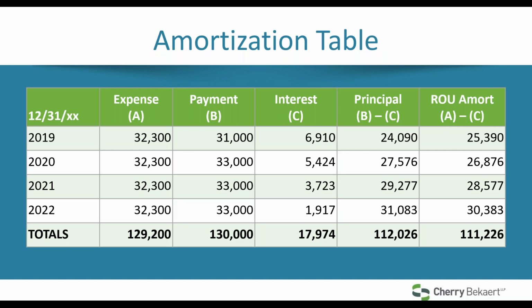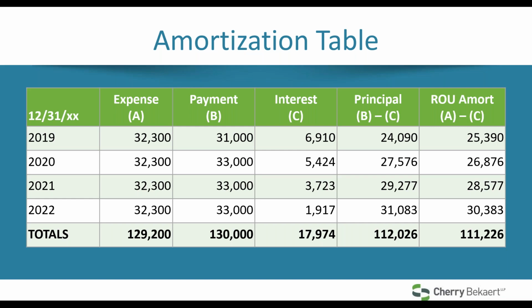For our amortization table, it's very similar to the first example that we looked at. We've got straight line rent, and so that expense is going to be a single line on your income statement at $32,300. We've got our payment, which we're just following the payment schedule. In column C, you'll see the interest, and this is just reducing it by the effective interest method. The principal amount is just the payment minus the interest. And then, just as we saw in the first example, our right of use amortization is the expense minus the interest, and that's going to be the plug, essentially, like we saw in the first example, and that causes that right of use amortization to increase throughout the life of the lease.